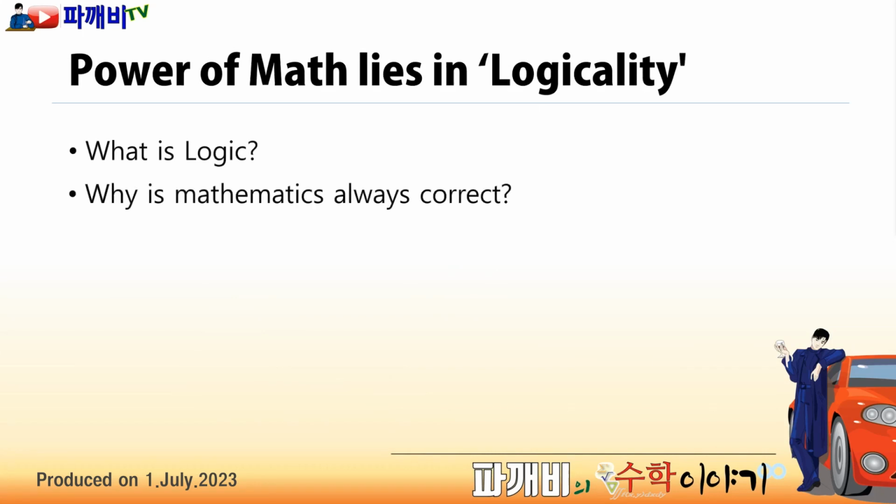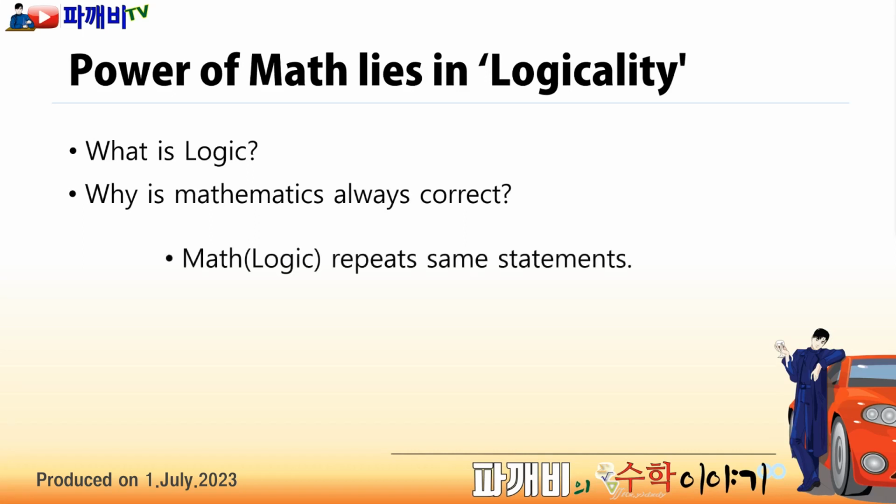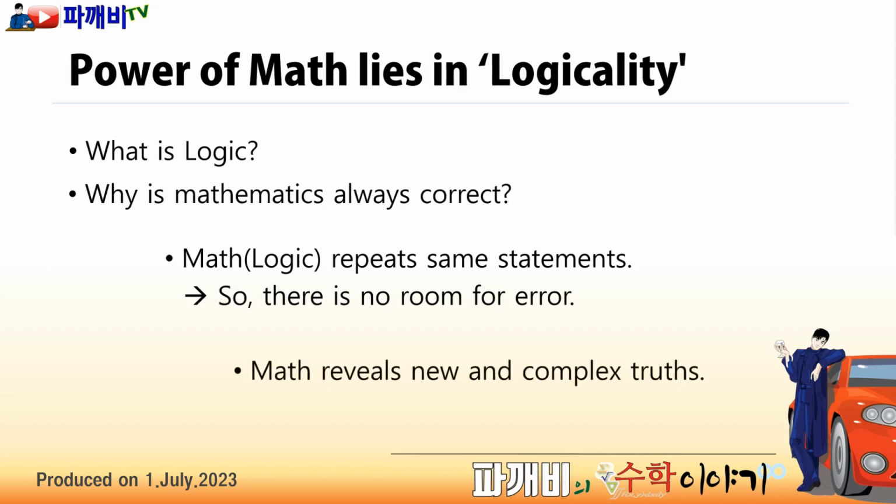Because it is logical. The essence of mathematical logic is repetition of same statements. If same statements are repeated, they are what they are. So there is no room for error. However, there is a problem that it seems to have no content. Surprisingly, mathematics reveals new and complex truths even when repeating the same statement. Therefore, it is logically and inevitably correct, while its content is infinite. Once you feel this point, mathematics suddenly becomes attractive.